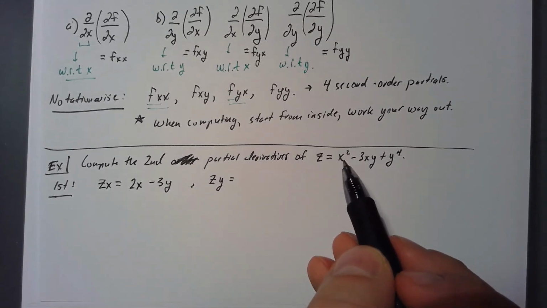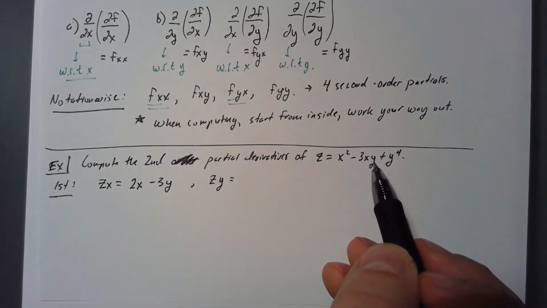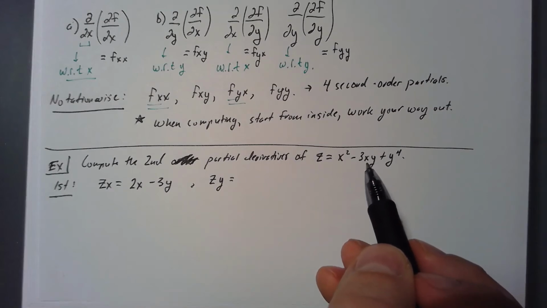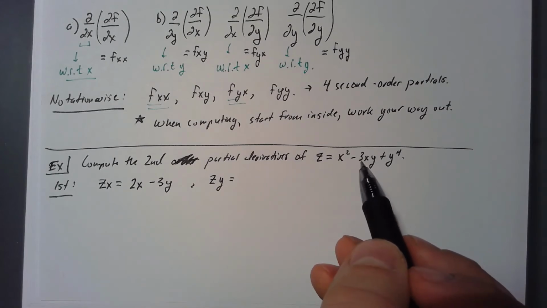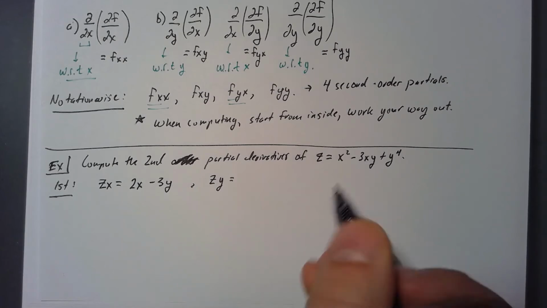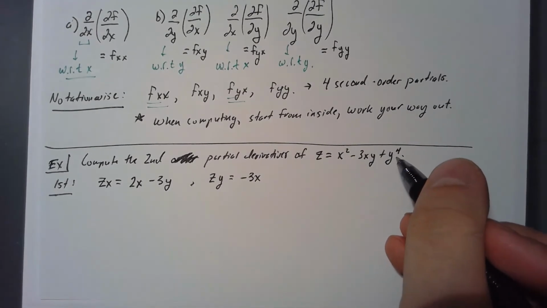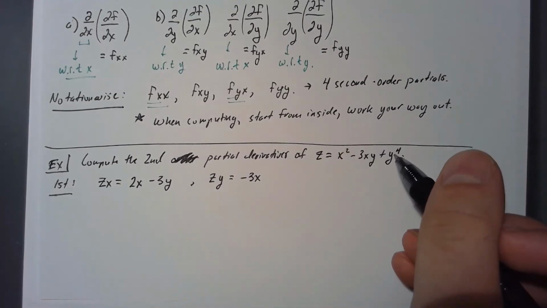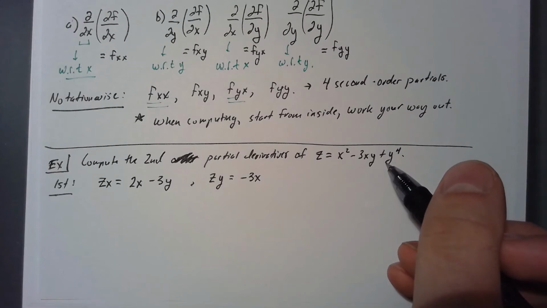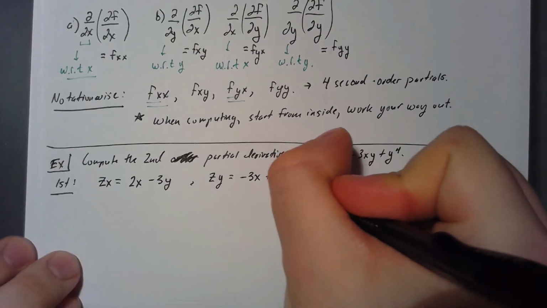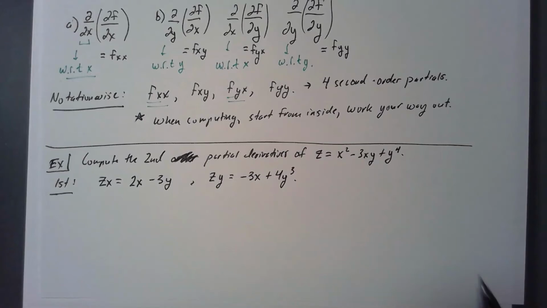Constant squared, that's 0. Don't care about it. All right, partial with y is 1. So I have negative 3 times 1 times x. So I'll have negative 3x. And then the derivative of y with respect to y is 4y to the third. So that would be plus 4y cubed. All right, so those are the first derivatives.